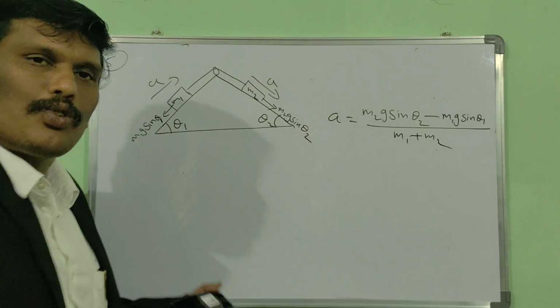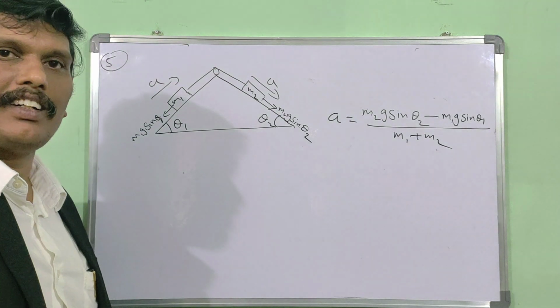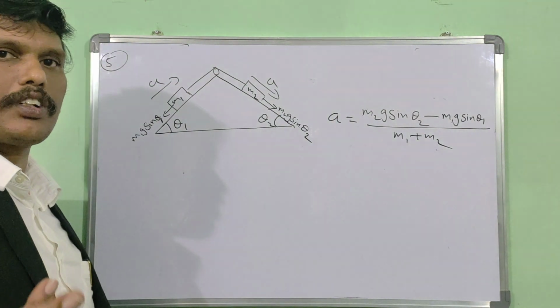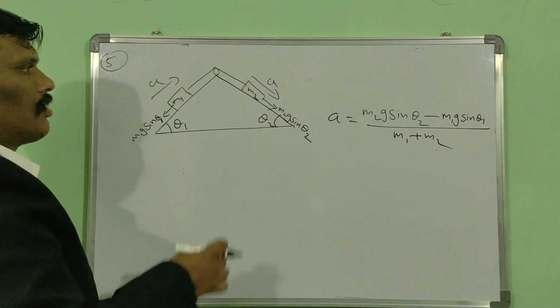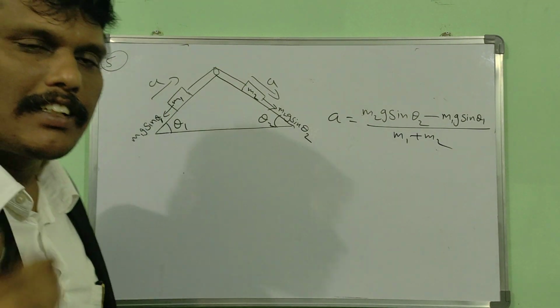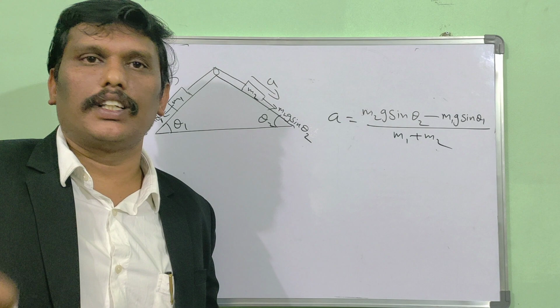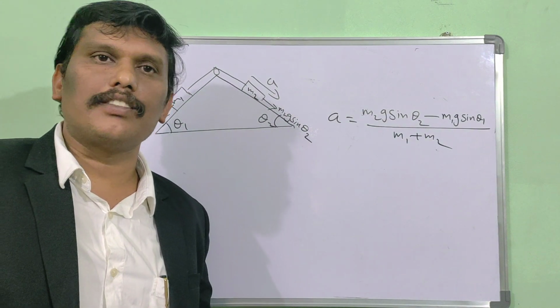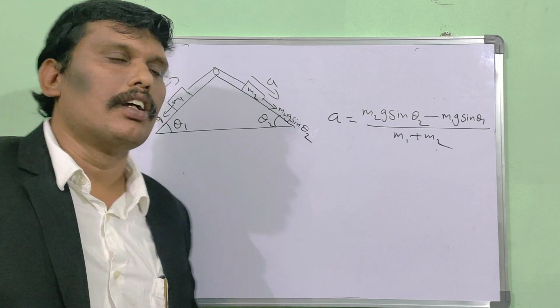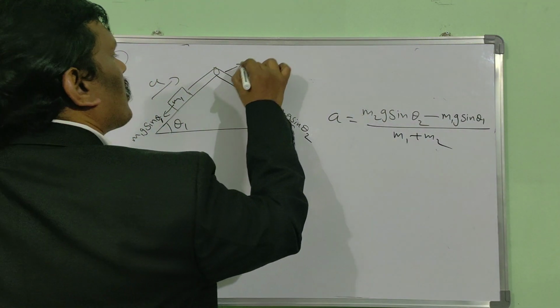Why? Because the pulley has no mass. It is a massless, light pulley; I used the word light. Light pulley means it is massless, so the pulley has no mass. Strings are also inextensible and massless.